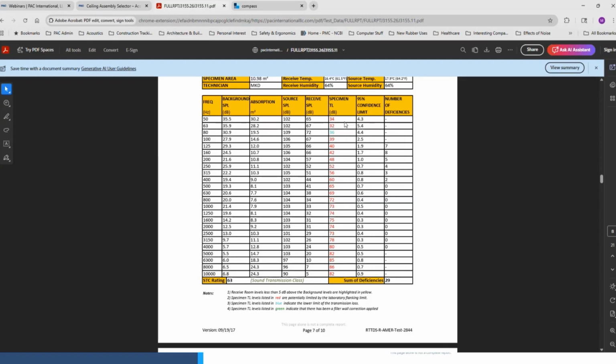So that's an issue. And like this lab, Intertech, not to pick on them, this is common, and their flanking limit is similar to most of the floor ceiling labs. Maxon has a higher limit, and NRC has a significantly higher limit.